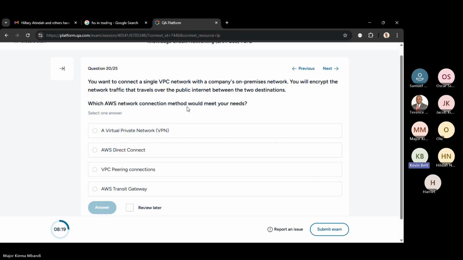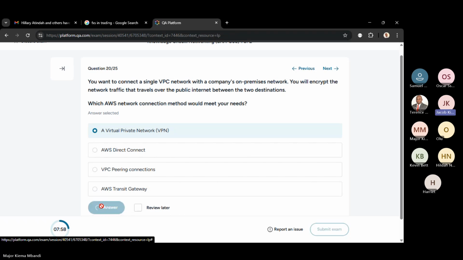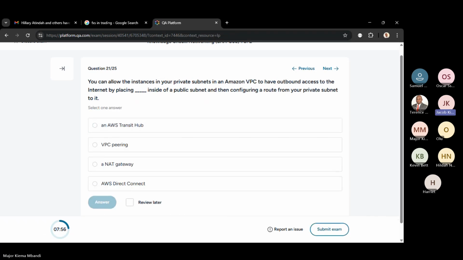A, a virtual private network. B, AWS Direct Connect. C, VPC peering connection. And D, AWS Transit Gateway. The answer is A. Agreement, we move. Yes, we move. No contention. So the next question will be for Olu, but since he's on mute, he will just type the answer in the chat.